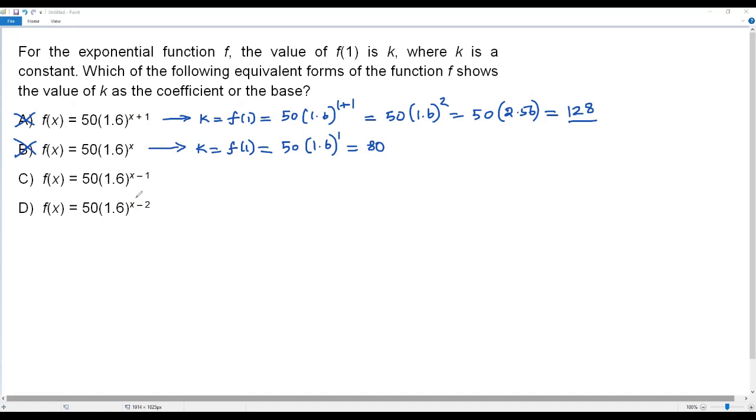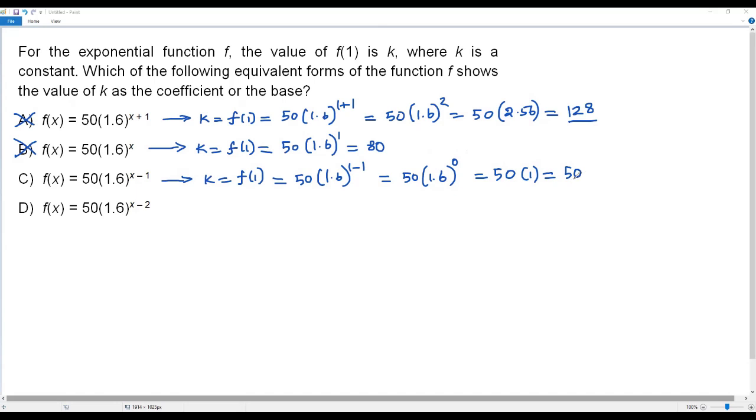Okay, now let's find the value of k in the function in answer choice C, that is k equals f of 1 equals 50 times 1.6. Here we have to plug in 1 for x over here. Then we get 1 negative 1. Then we have 50 times 1.6 raised to the power of 0. Okay, any non-zero number raised to the power of 0 is equal to 1. That is, the value of this power is 1. Then we get 50 times 1. Here 50 times 1 is 50.